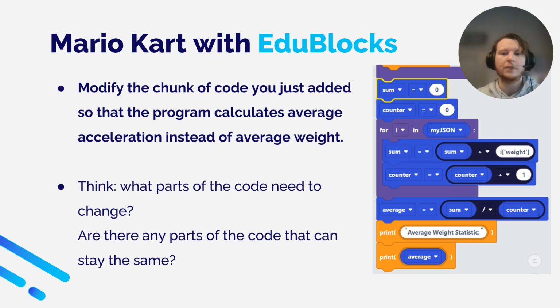So next, we're going to modify the chunk of code so that the program calculates average acceleration instead of average weight. You can actually do this, I think, with just one modification, change the weight to acceleration. Encourage students to think about what parts of the code need to change and what parts of the code can stay the same. In this case, there's a lot of parts of the code that can stay the same, and it's important that they recognize that.